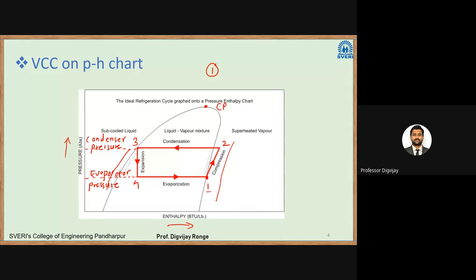Okay, Akshay has given the answer. Same answer he has given: vapor. So vapor is the correct answer, or more precisely, I will tell it is a dry saturated vapor. So at 1, the condition of the refrigerant is dry saturated vapor. Now why is it a dry saturated vapor?